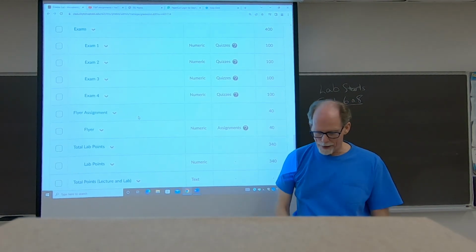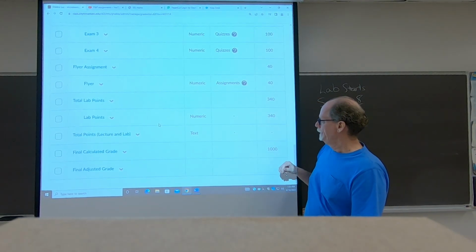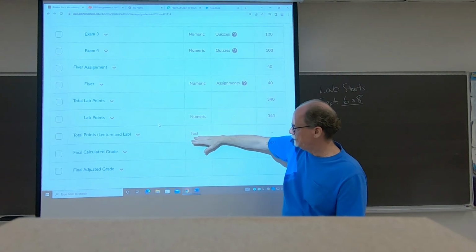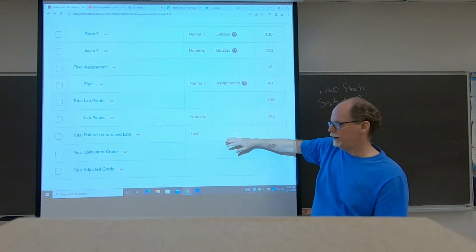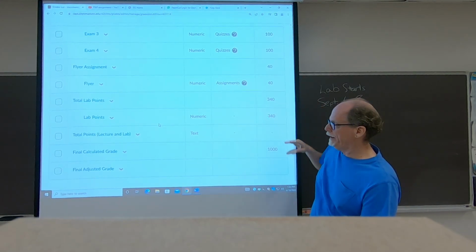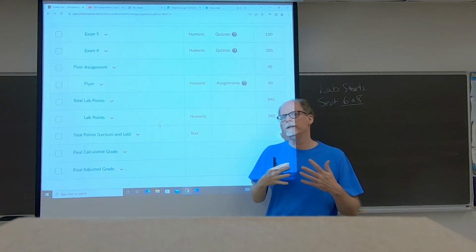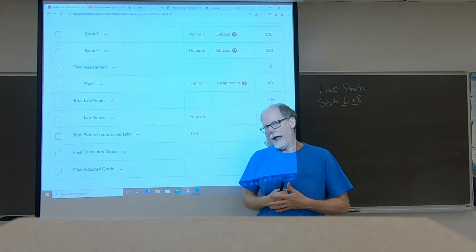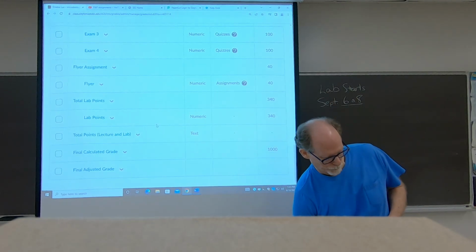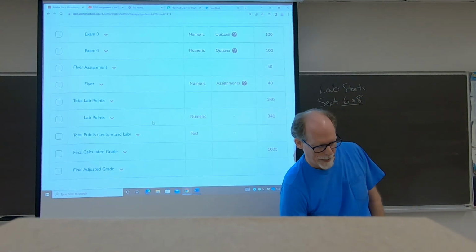And then your total lab points, I have to enter myself. And then your total points, I have to enter that as well. I determine that by adding how many points you've earned in class and how many lab points you've earned. So I'll fill this in after you complete the lab points. Just want you to be aware of what this is: total points for lab and lecture.